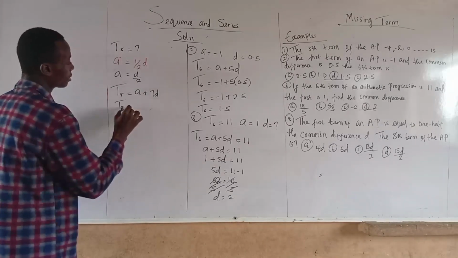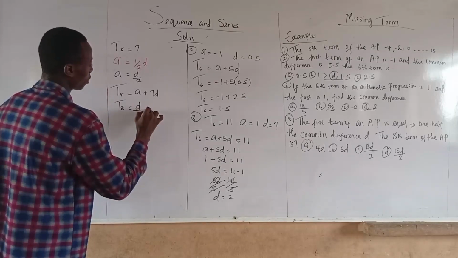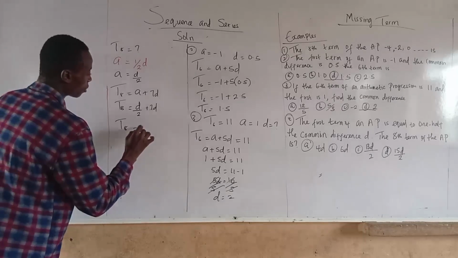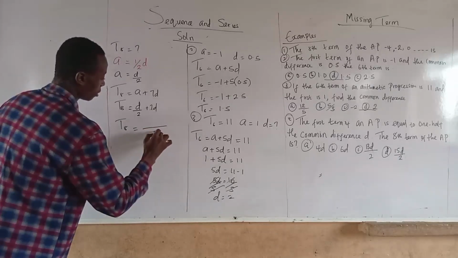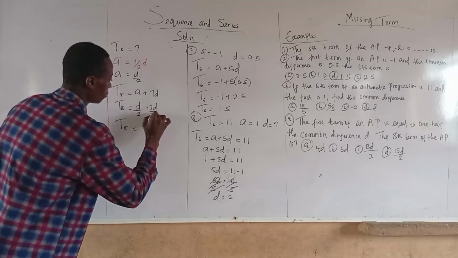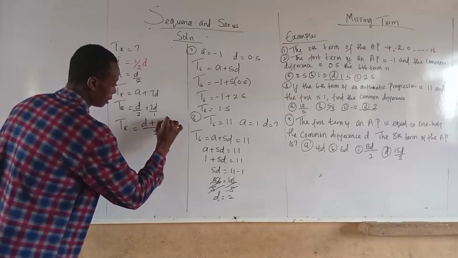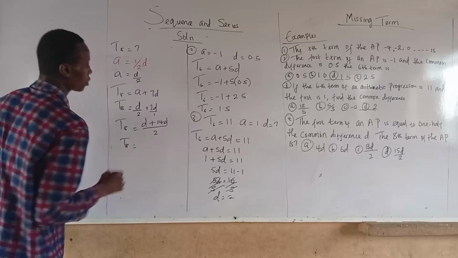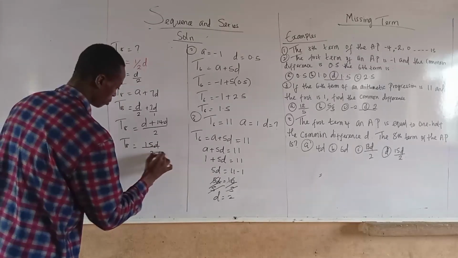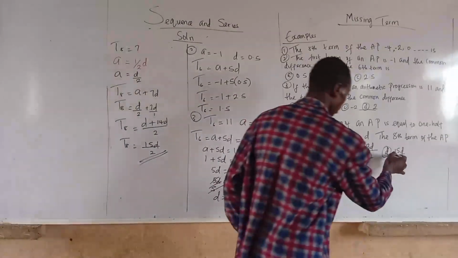T8 is equal to, we have A here, I'm going to write D over 2, plus 7D, right? Now we can find the LCM. 2 into 1, 1 times D is D. 2 times 7D is 14D. Now T8 will be equal to D plus 14D, which gives us 15D over 2. So our eighth term is 15D over 2. Do you have it there? Okay, yes. This is our answer.